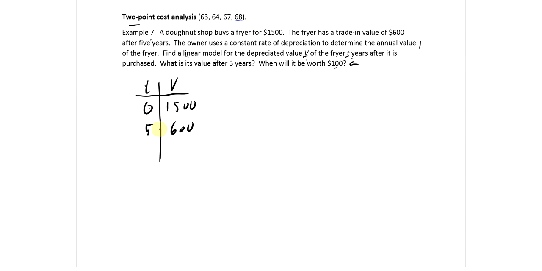0 comma 1500 is 1 point, 5 comma 600 is another point. Right? So if we wanted to sketch this line, what would it look like? Well, the y-intercept would be 1500, because it's the point 0 comma 1500. This is my t-axis, this is my v-axis. When t equals 0, 1500 is the value, and that's where it crosses the vertical axis, so that's my v-intercept in this problem. And then 5, 600, and that's another point on the line.